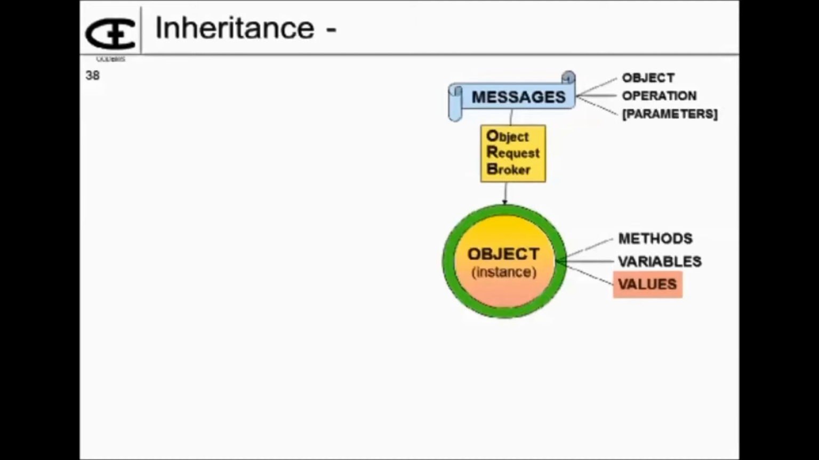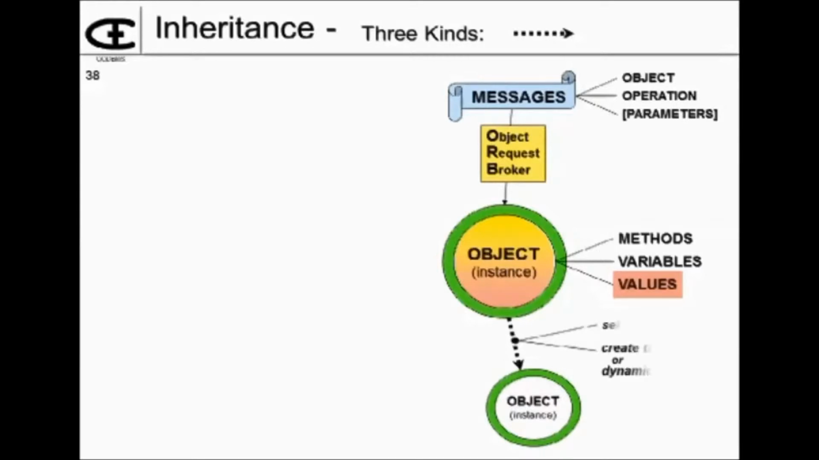So the message gets sent to an object. The operation tells it which method to use, which chunk of code to use. It will execute that code, produce a result, and send it back. Usually send it back to the calling object, but not necessarily.